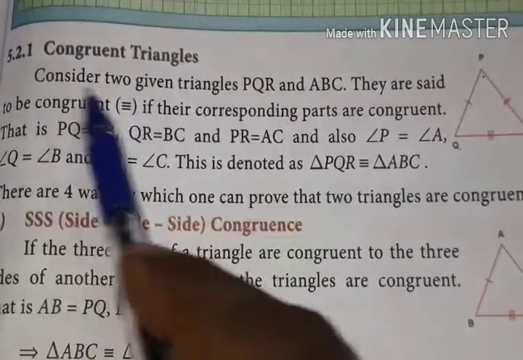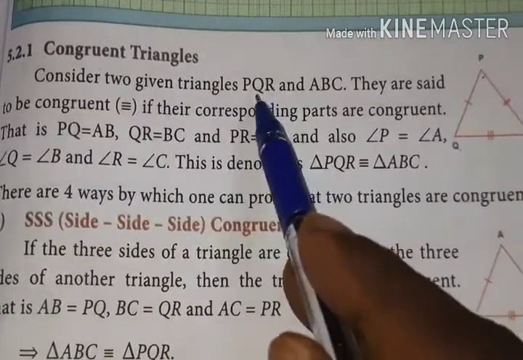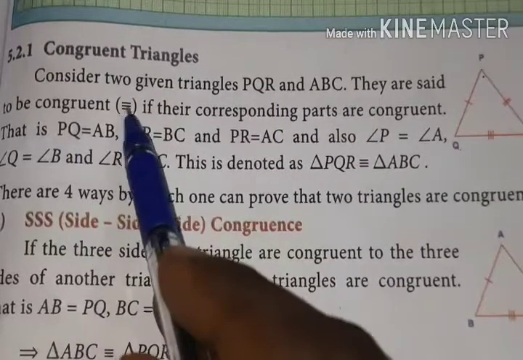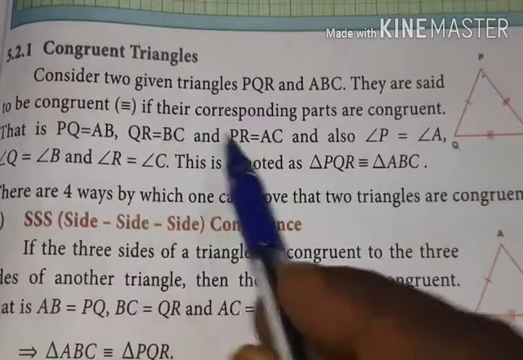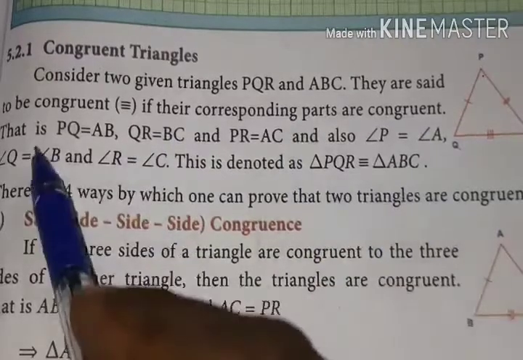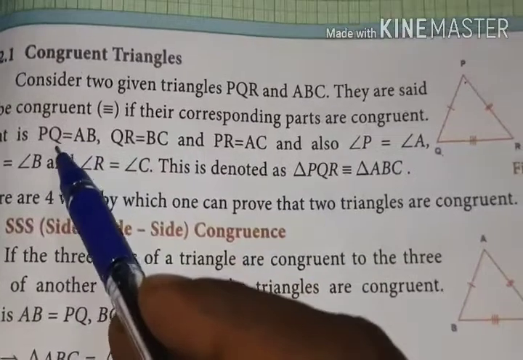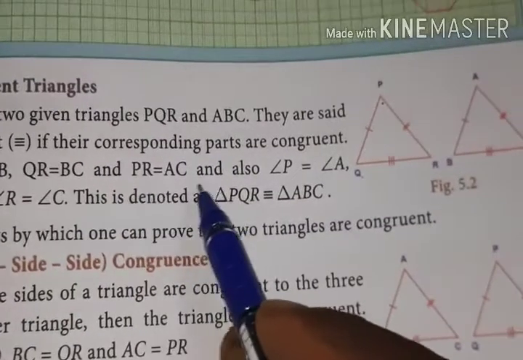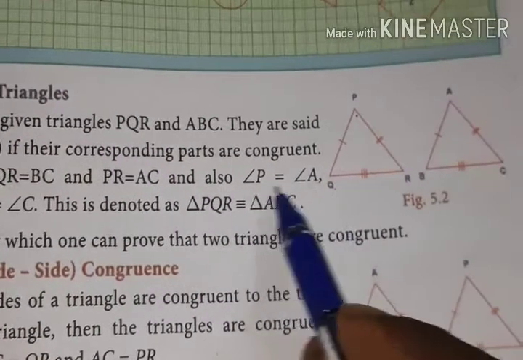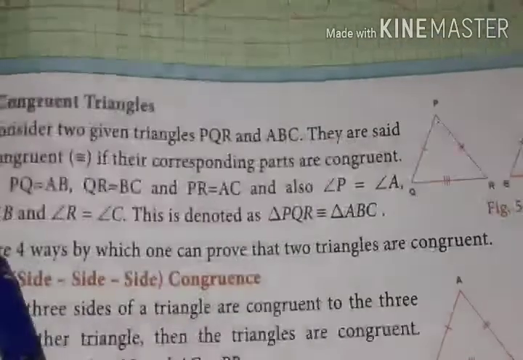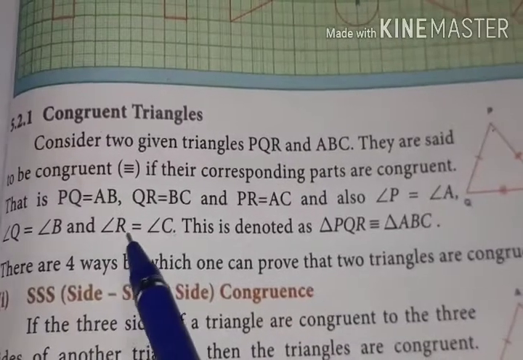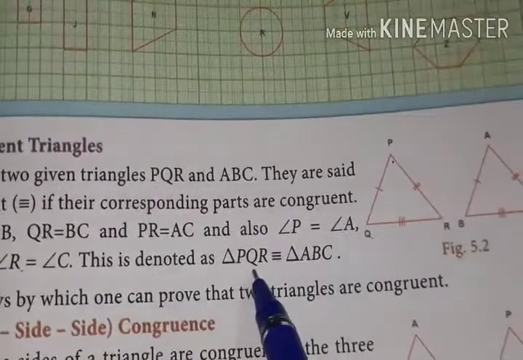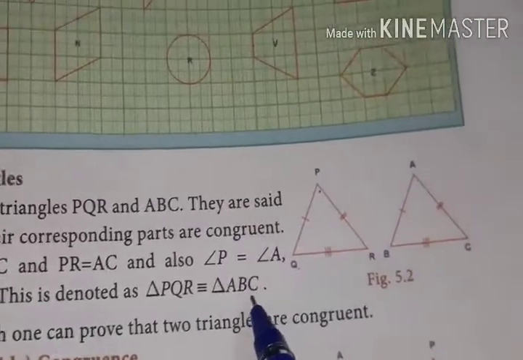Congruent triangles. Consider two given triangles PQR and ABC. They are said to be congruent if their corresponding parts are congruent: PQ is equal to AB, QR equal to BC, and PR equal to AC, and also angle P is equal to angle A, angle Q is equal to angle B, and angle R is equal to angle C. This is denoted by triangle PQR congruent to triangle ABC.